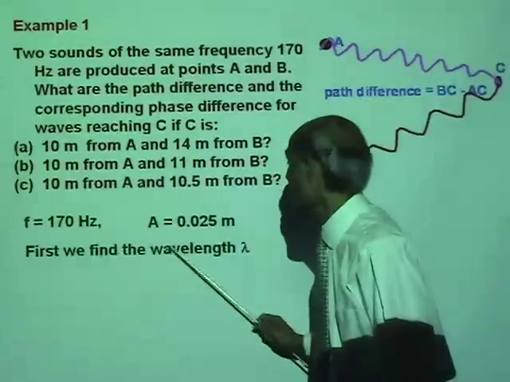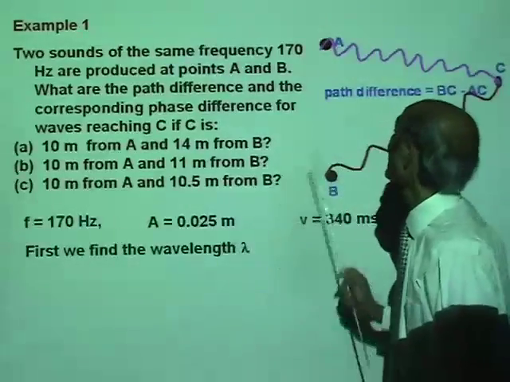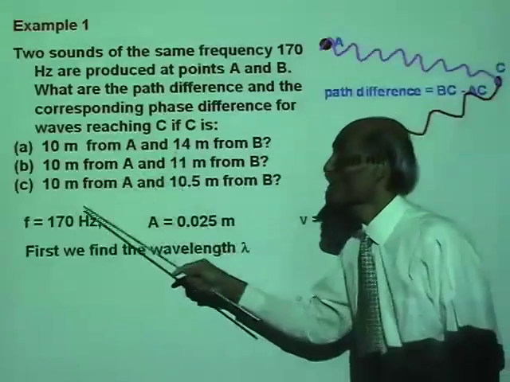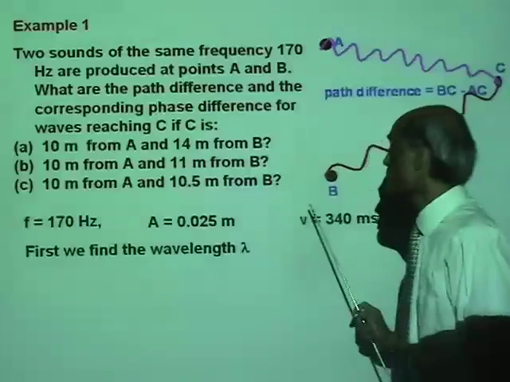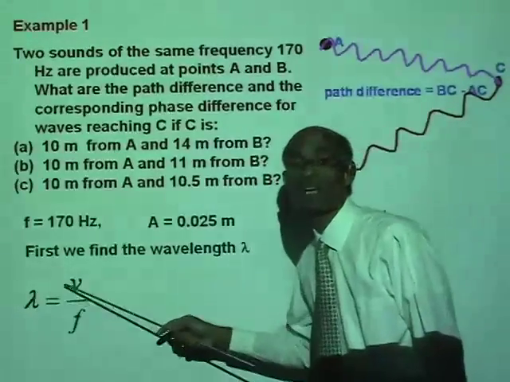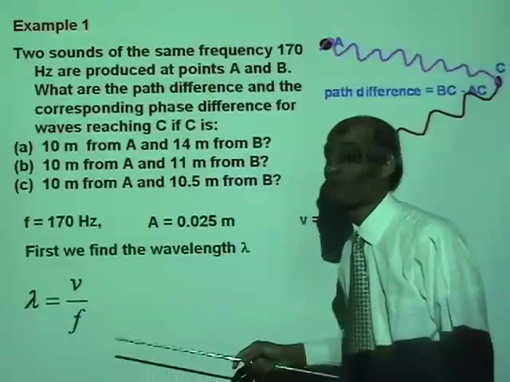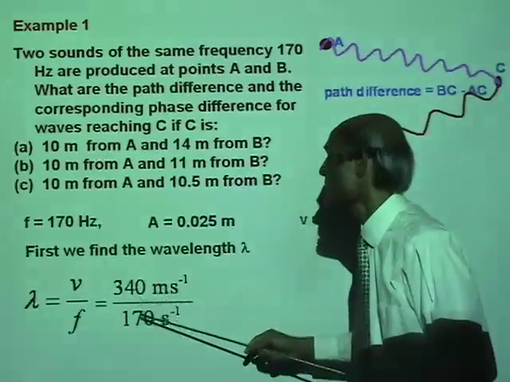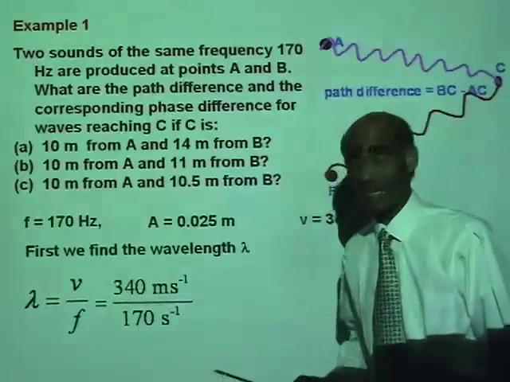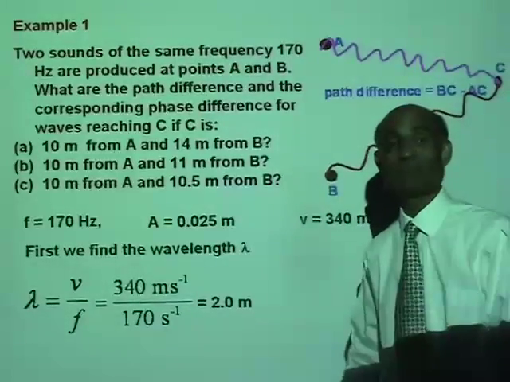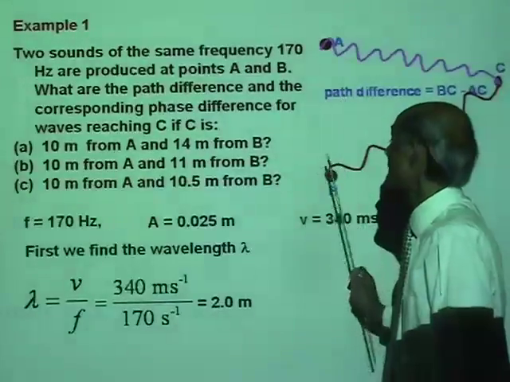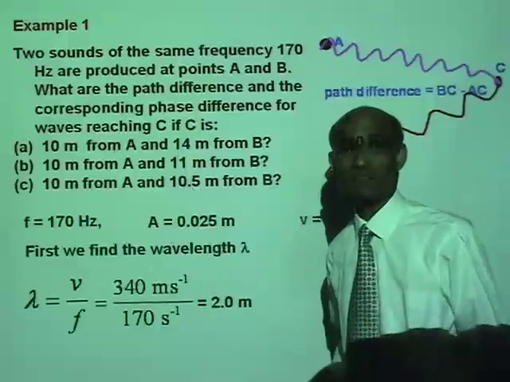Alright, first we find the wavelength, the lambda, of the waves that are produced. Now, how do you find the wavelength? You know the frequency, you know the wave speed. Therefore, wavelength lambda equal to V over F. That will be 340 meters per second divided by 170 per second. That is 2 meters. The wavelength of the waves starting from A and B is 2 meters.